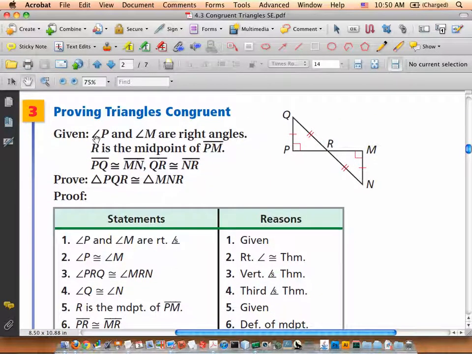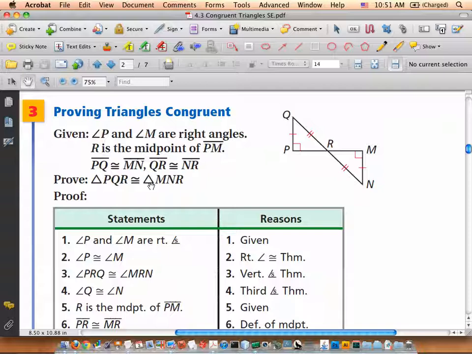All right. Proving triangles congruent. I'm given that angle P and angle M are right angles. I know that R is the midpoint of PM. I know that PQ is congruent to MN, and I know that QR is congruent to NR. I want to prove that the two triangles are congruent. What do you need to show that two triangles are congruent? We need all the corresponding angles and all the corresponding sides.